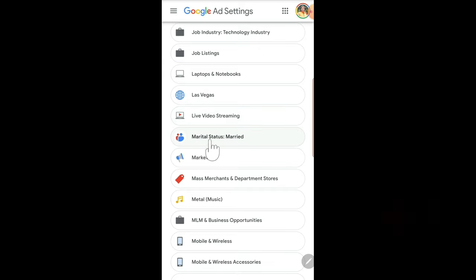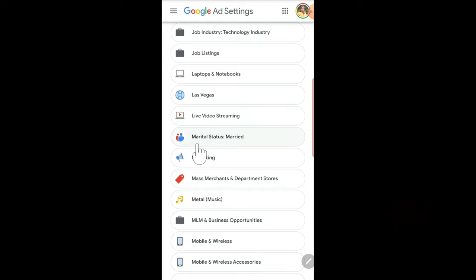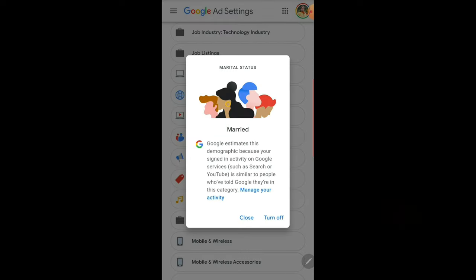Marital status, check that out, married. And that is absolutely wrong. I'm not married, and in fact, I've never been married. Let's see if Google has any background information for me. Perhaps I'm married and I just don't even know about it.